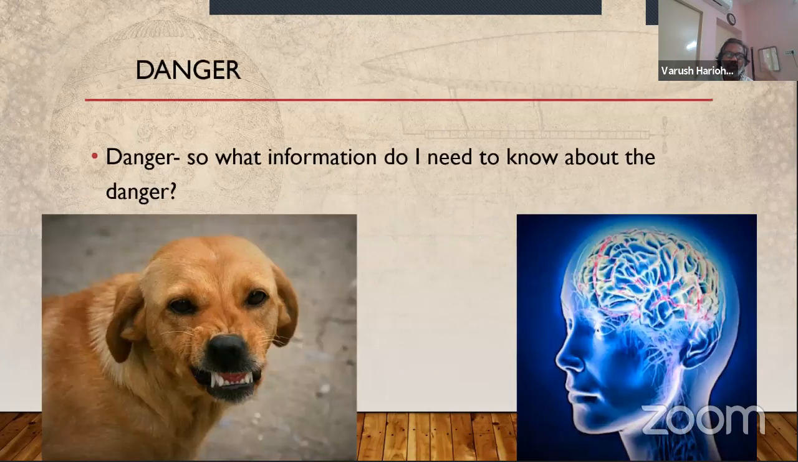So I'm going to take two words in this, right? So you see a dog like this, right? You go on the street, you're walking on the street, it is COVID lockdown, nobody is there, and the dog does this, right?